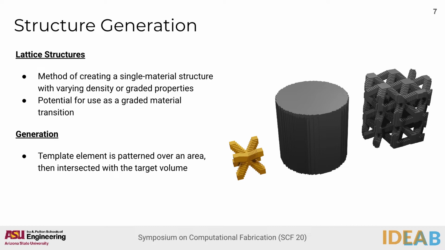The creation of lattice structures was implemented in our framework by taking a user-defined template element and patterning it over an area, then intersecting the result with the target volume. So in the example on the right, you can see the template element in yellow, the target volume as the cylinder in the center, and then the result of tiling this element and intersecting with a cylinder on the right. This is an example of a uniform lattice structure.